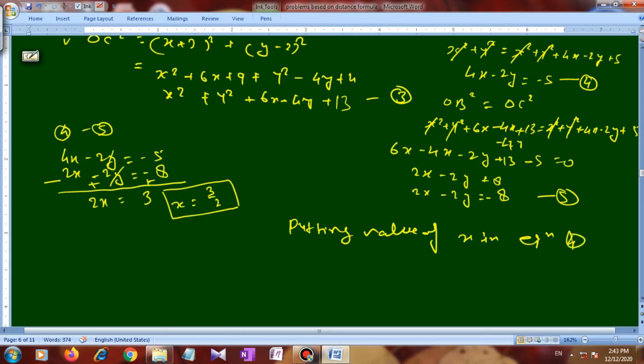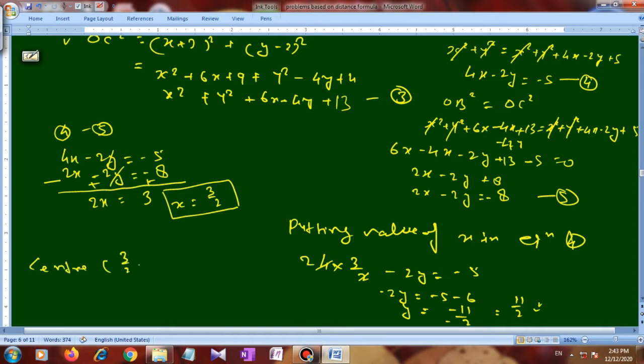So we will get 4 into 3 by 2 minus 2y equal to minus 5. Clear? 2 and 2 cancel, so this is 6. When you transfer it towards minus 5, then you will get minus 11 by minus 2. So this will become 11 by 2. So the center of the circle will be (3 by 2, 11 by 2).